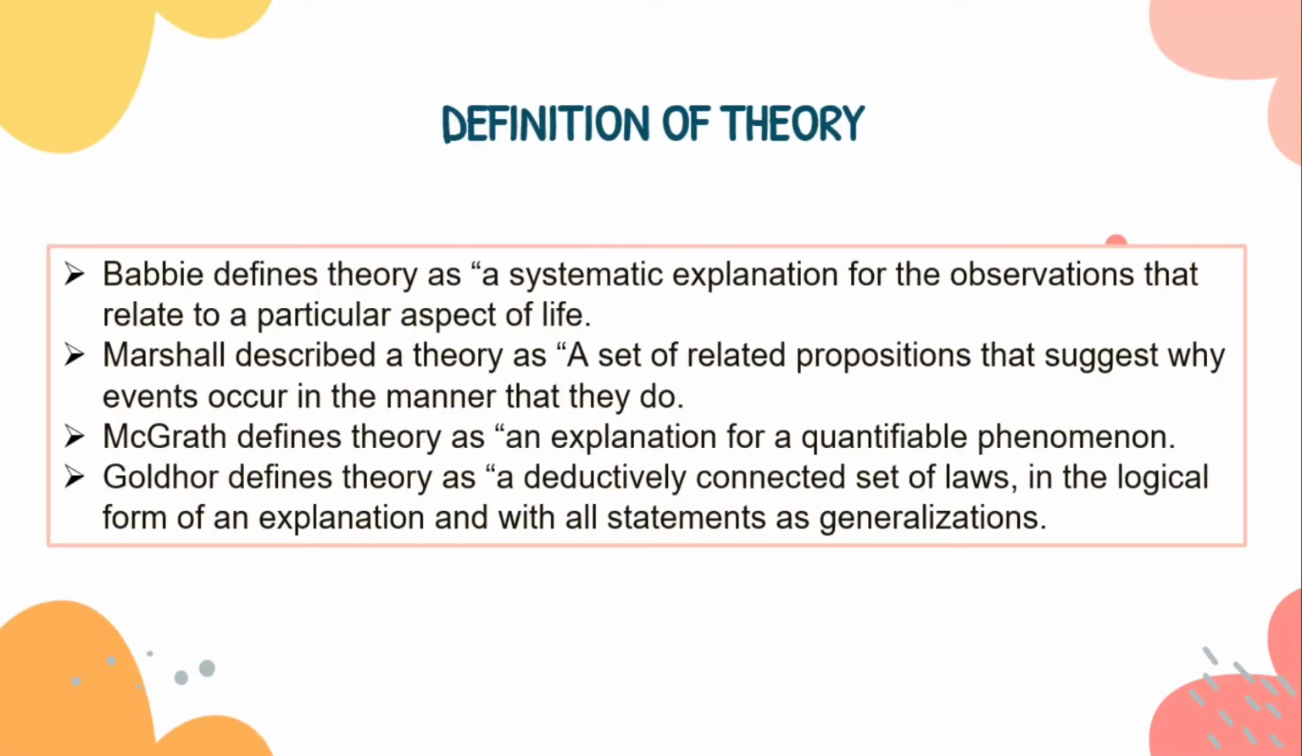What is theory? According to Babbie, theory is a systematic explanation for the observations that relate to a particular aspect of life. Marshall described a theory as a set of related propositions that suggest why events occur in the manner that they do. McGrath defines theory as an explanation for quantifiable phenomena.